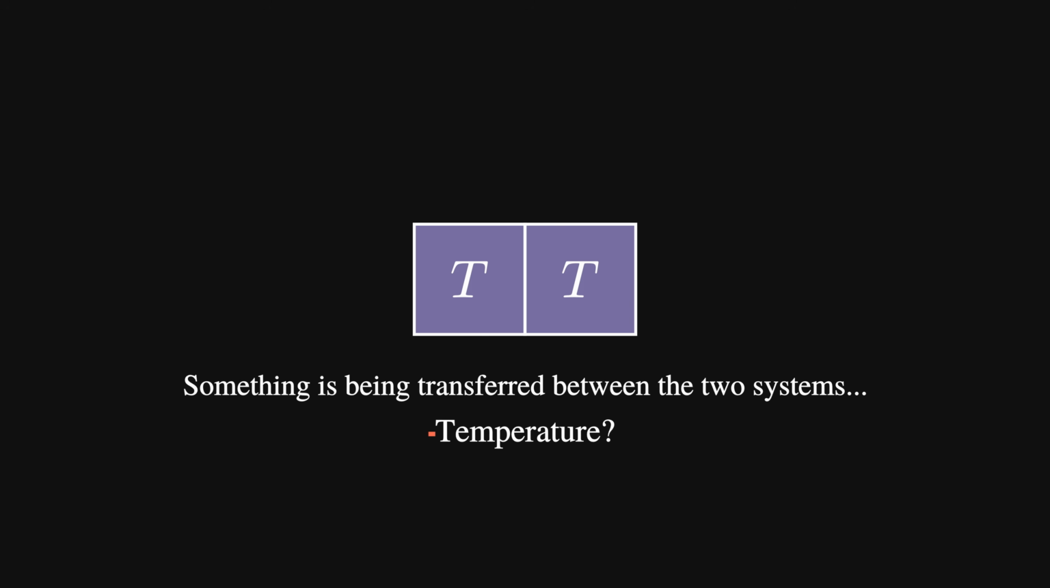And it can't be temperature, because temperature is a property of the objects themselves. You can think of it as a signal that tells us whether this something is going to be transferred from one object to another in the first place. Of course, this something is energy. Which direction does the energy move in?